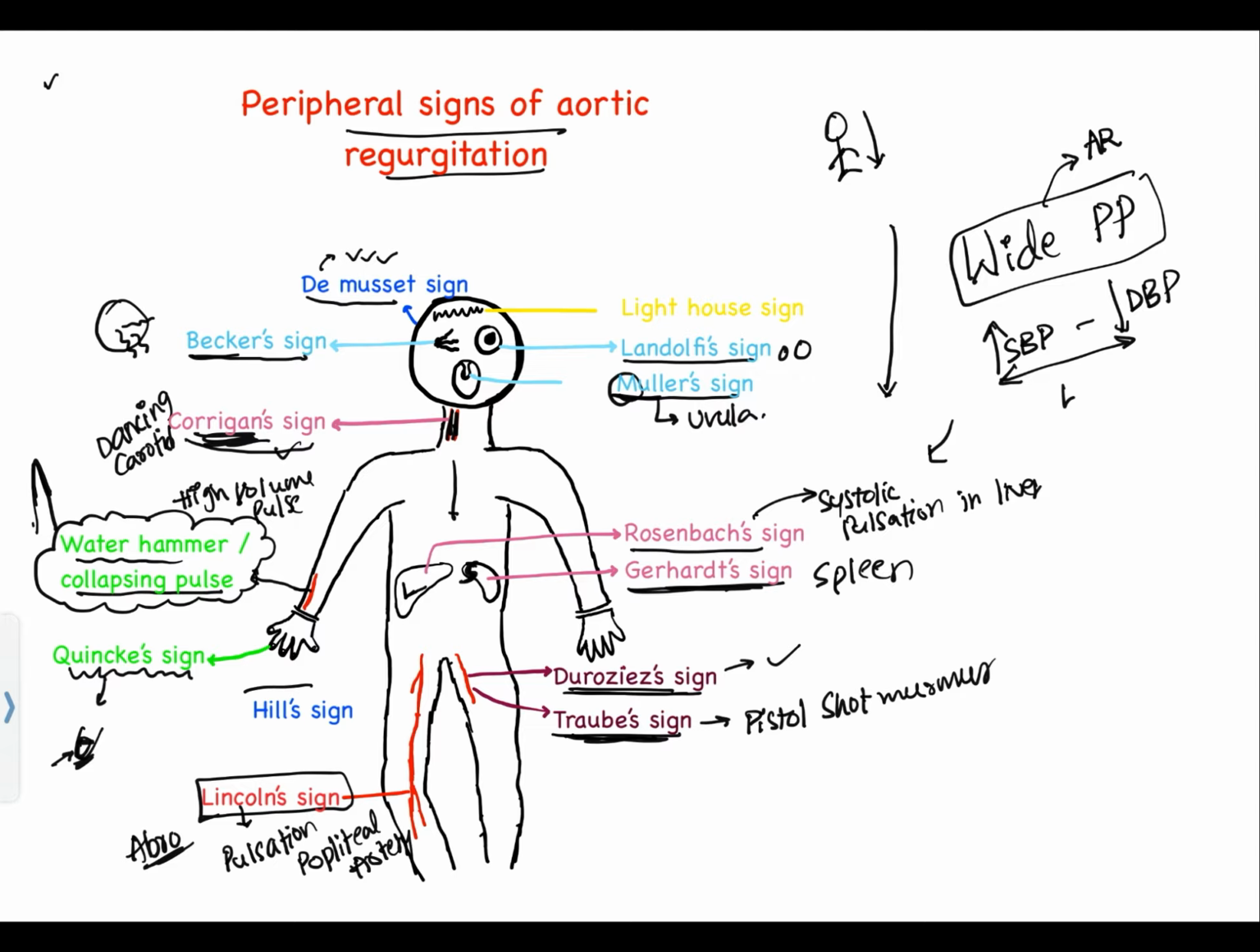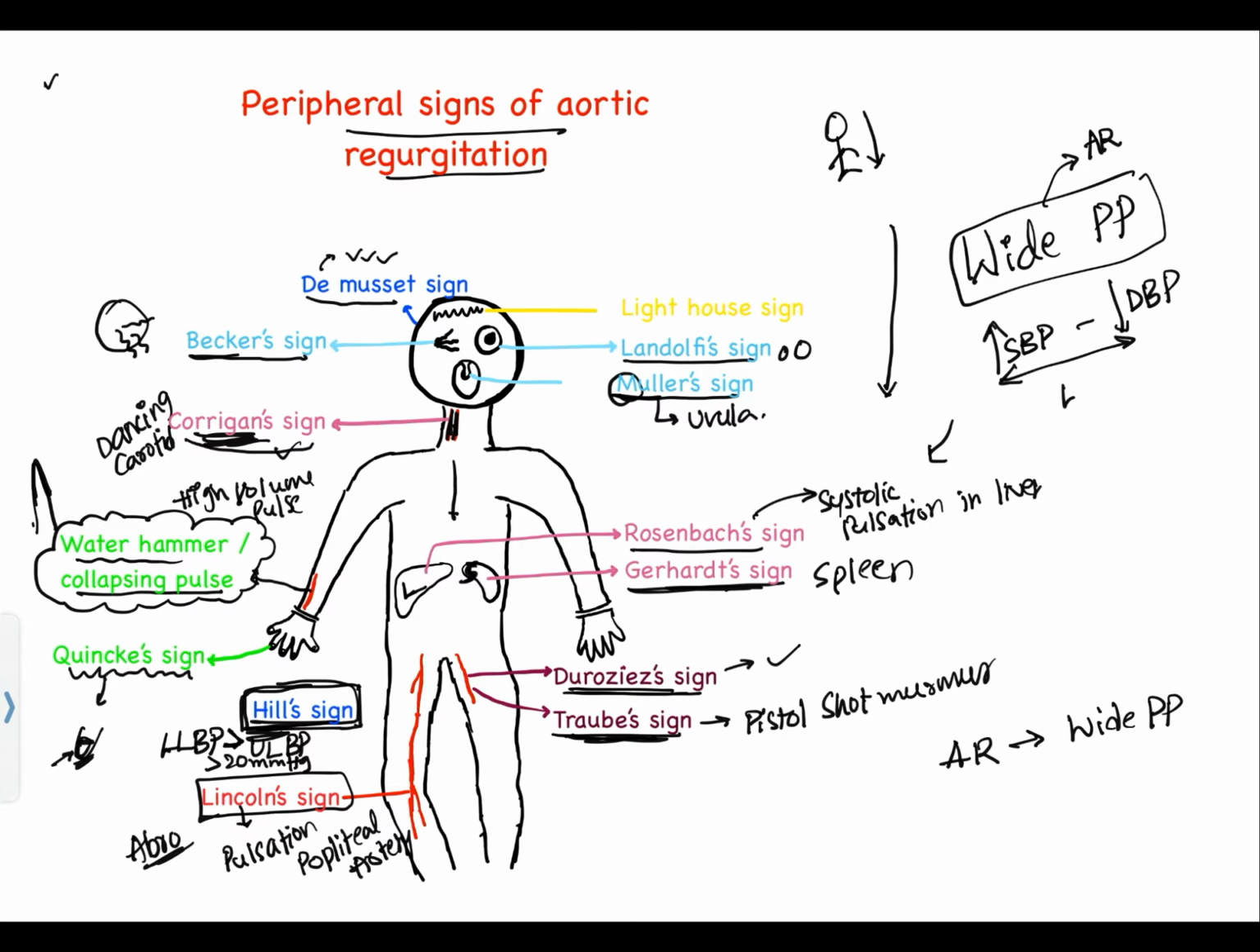And finally, last sign, Hill's sign. Hill's sign is when the lower limb BP is more than the upper limb BP by more than 20 mm of Hg. This is called Hill's sign. It is the surest sign in aortic regurgitation. So, these are all the peripheral signs of aortic regurgitation due to wide pulse pressure.